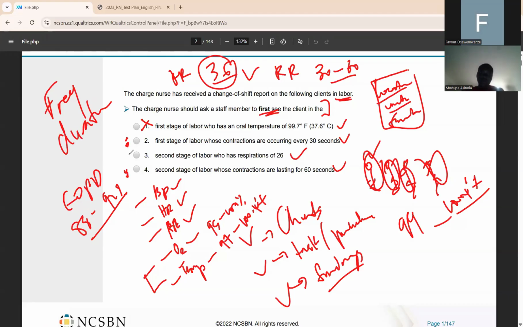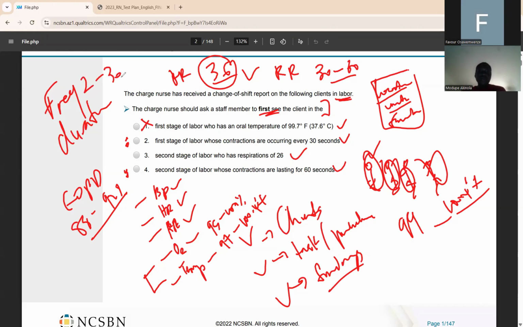I think for this early contraction is normal for the first stage. Supposed to be 30 to 60 seconds. For which one? For the first stage of labor. During early contraction, it's supposed to be 30 to 60 seconds. I'm not sure.